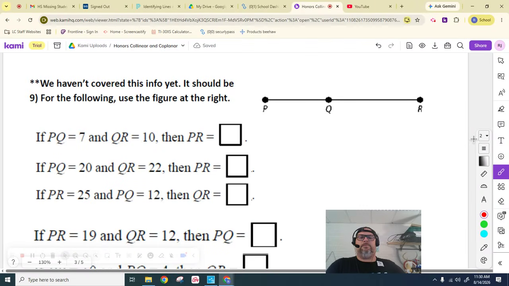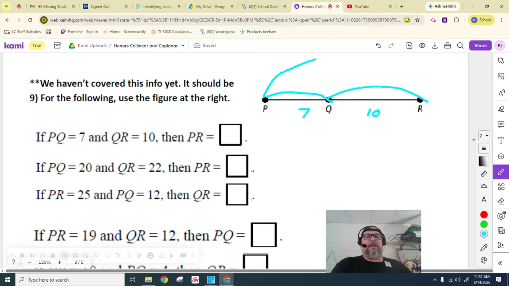It should be, and that's hidden behind this graphic right here. It says it should be pretty easy. That's what it should say right there. But, all right, so this right here is 7. This right here is 10. How long is the whole thing? 17. Good.